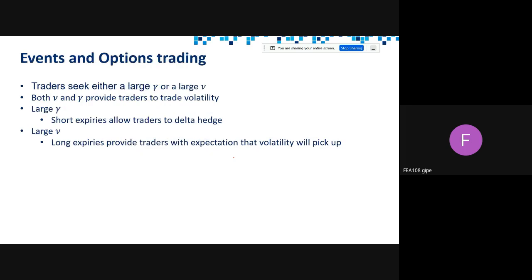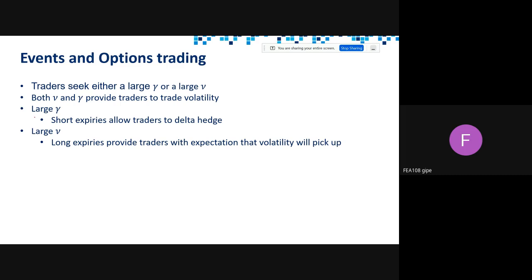Now, events and option trading. Basically, traders seek either a large gamma or a large vega, but not so large. You want a large gamma, but not so large as to kill you. This is not what you want: asymptote, infinite gamma. You don't want that. The sweet spot is a fairly large gamma. You want it here somewhere, maybe here somewhere. And both vega and gamma allow traders to trade volatility.